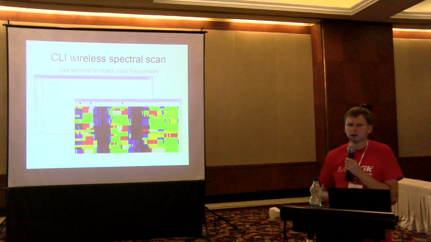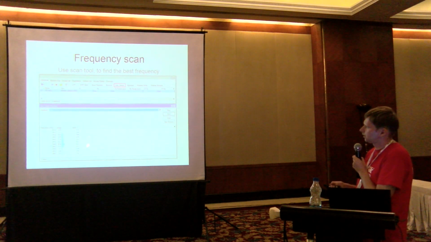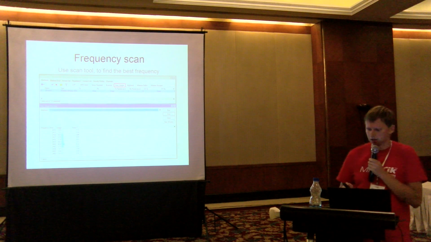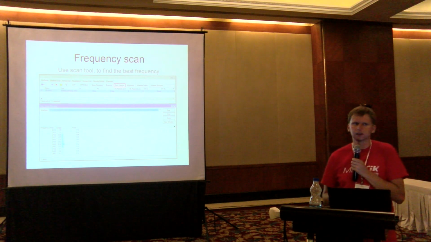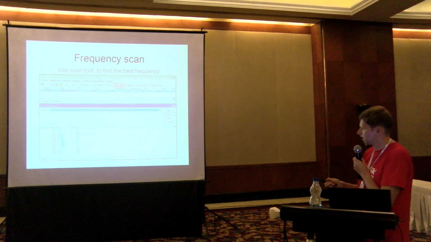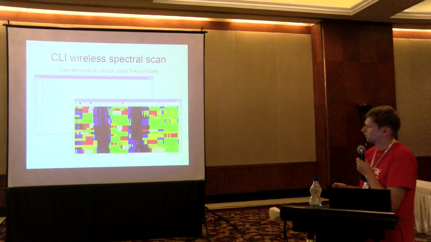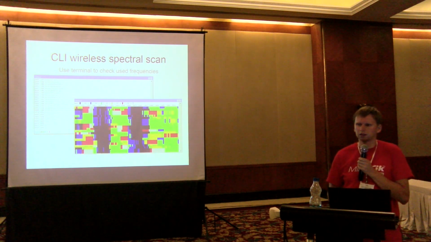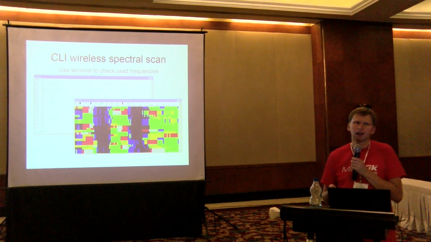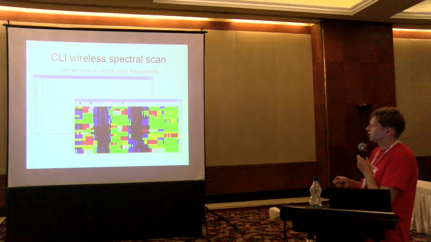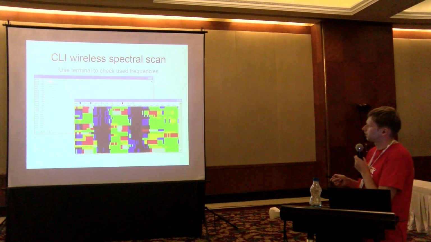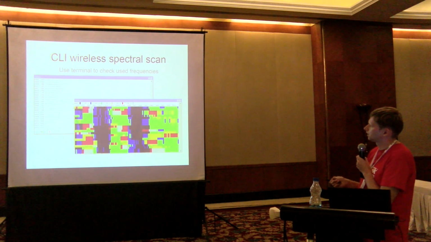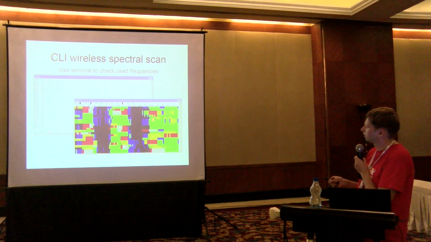Of course, sometimes in that frequency usage you see everything is empty. Okay, let's use that frequency. But sometimes there are some proprietary protocols that are not seen by the frequency usage. That's why you can use the spectral scan feature from the console and use your wireless card like a spectral analyzer. You can run that tool and see dots for each frequency, or a graphical interface. Red means it's bad, green is better.